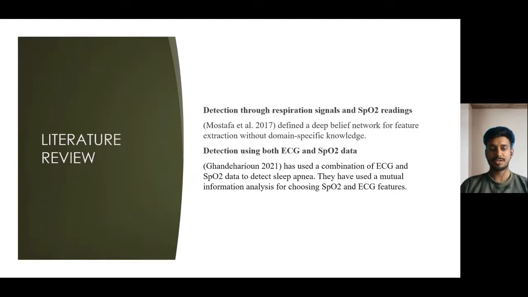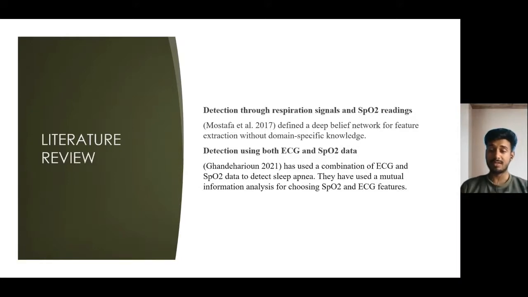The next is detection through respiration signal and SpO2 readings. Mostafa et al. defined a deep belief network for feature extraction without domain-specific knowledge. A deep belief network was created with 2 layers of restricted Boltzmann machine autoencoder and 1 layer of softmax type. Unsupervised learning using deep learning was used to detect features automatically from the raw data using the deep belief network.